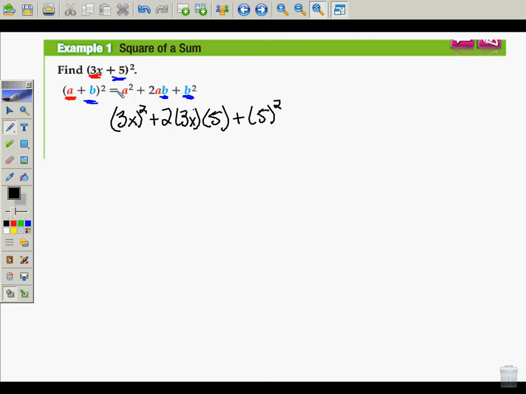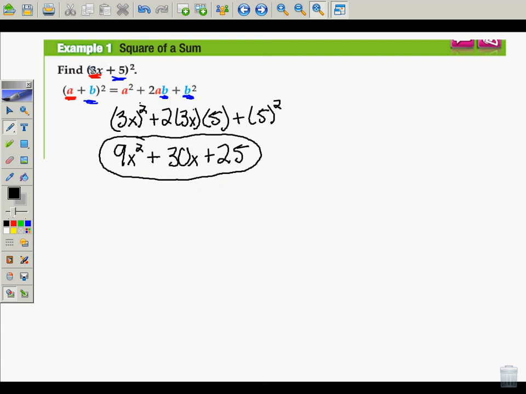all of that squared would give you 9x squared, because remember, you have to think of this exponent going to each part inside, so it's going to be 3 squared times x squared. 3 squared is 9, that's where you get the 9x squared, plus 2 times 3x gives me 6x, times 5 gives me 30x, plus 5 squared gives me 25. This is what you'd get if you used the shortcut. Now, if you are not comfortable using this shortcut, remember, you can always rewrite this. So this is the shortcut.